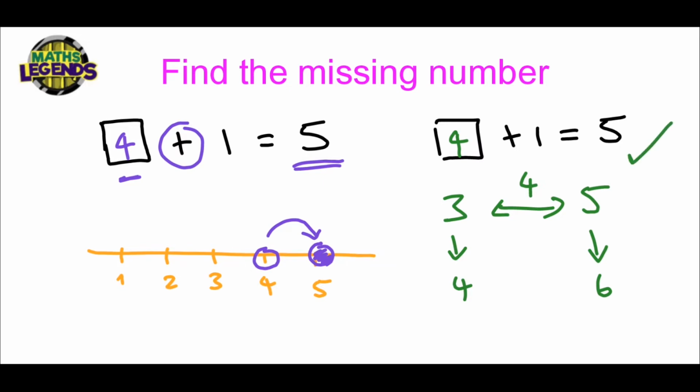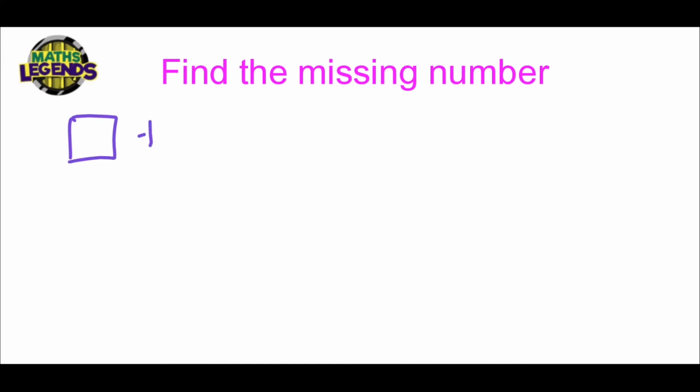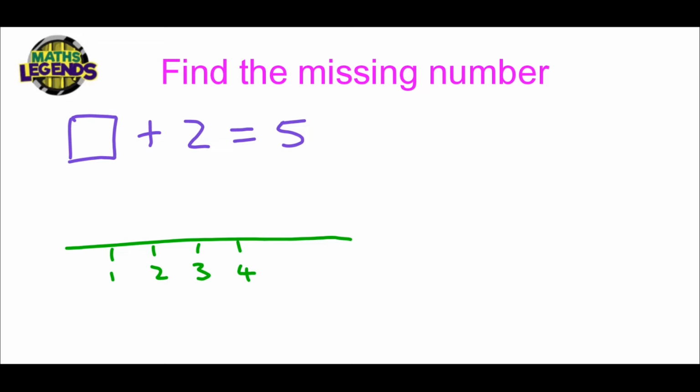Let's look at another example. Square box plus 2 equal to 5. So again, we can draw the number line and we're working with 2's and 5's. So let's just draw the number line from 1, 2, 3, 4, and 5. So now we're trying to end up with 5 and we're going to add 2 to something. So to add 2, we need to go across at least 1 and then another 1. So that means we're starting from 3. So the answer here is 3. 3 add 2 equals 5. So we've done the check as well, and we're happy that we've got the right answer.